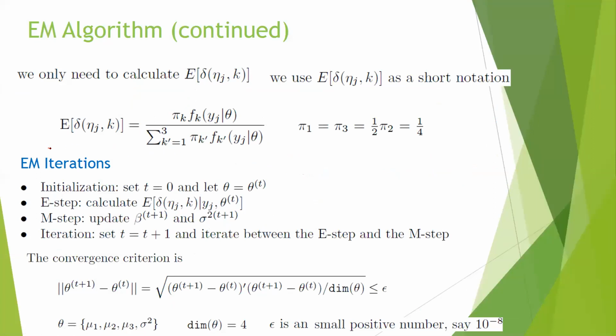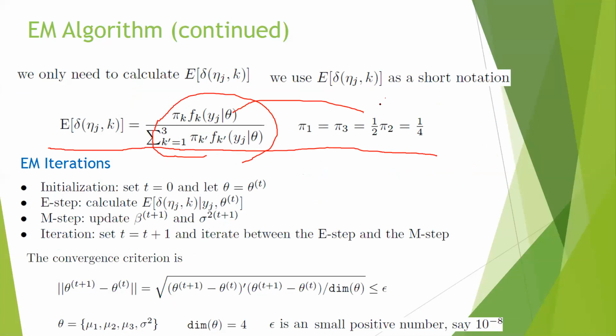Okay, so this is the E step, the expectation step. Given the updated parameters from the previous M step, we can calculate this, and this will be the expected value for the missing value. Once we have the expectation of this missing value, we can treat this value as not missing. Then we have a complete data problem, right?